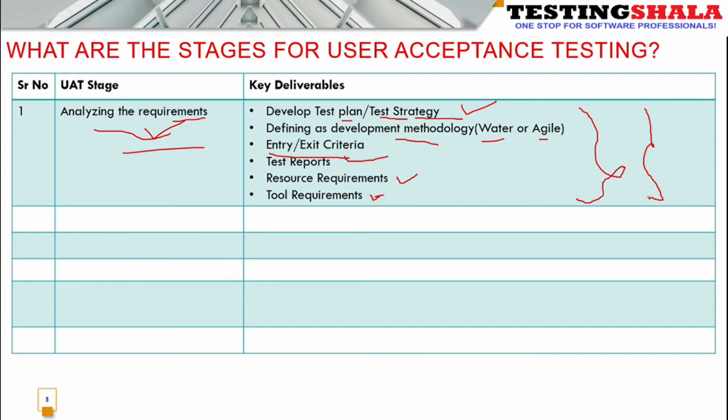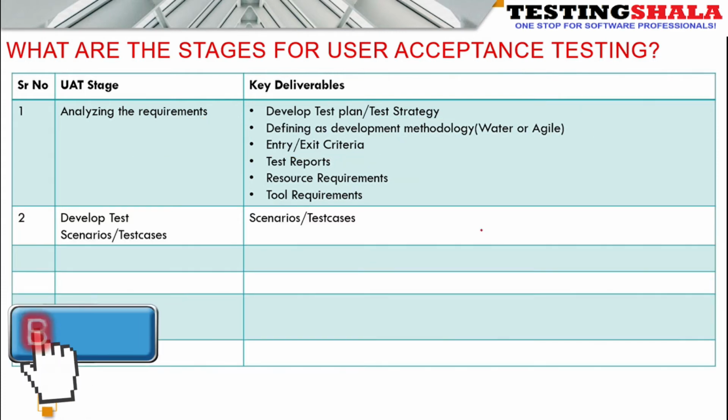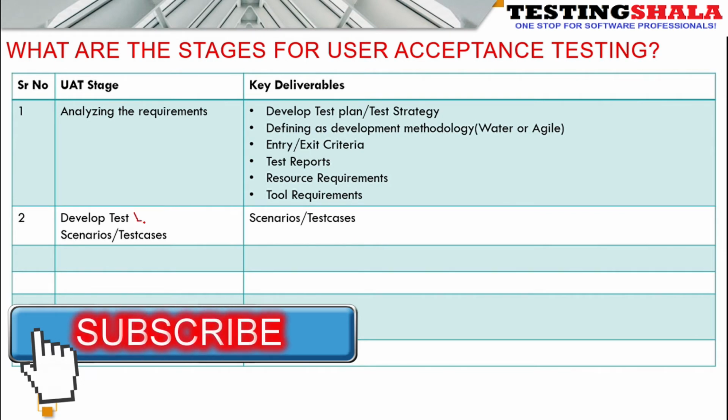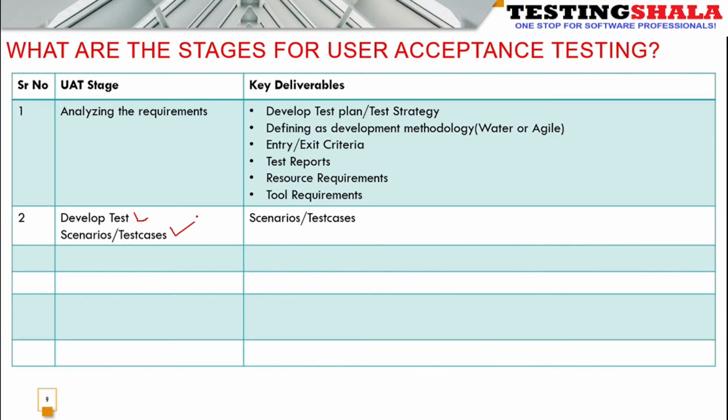The second stage is where we define test scenarios and test cases. That is the second important aspect we do as part of UAT, which is to develop test scenarios and test cases. The key deliverables here are either your UAT test cases or UAT test scenarios. This is the second stage of UAT.